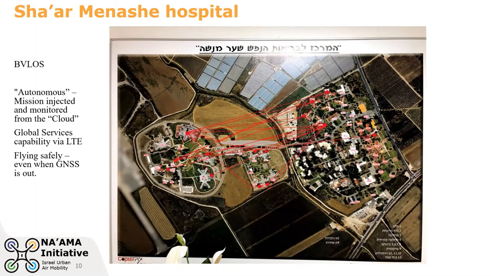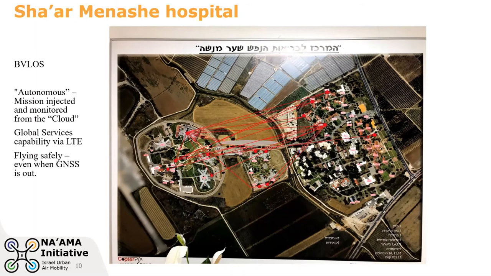We started with radio control, as you've seen on the previous slide. And now we're flying fully autonomous, but autonomous in the sense that the mission is planned, approved by the UTM, and then injected into the drone. The drone has to report its position at least once a second. So it's autonomous in the sense that it flies the mission, but it's not autonomous in the sense that it has to report its position, and we can change its routes and so on and so forth. Everything is being done through the cellular networks via LTE, so we have full coverage in Israel, and we can fly globally from the same command and control center.